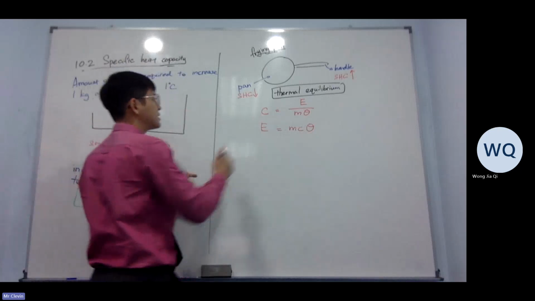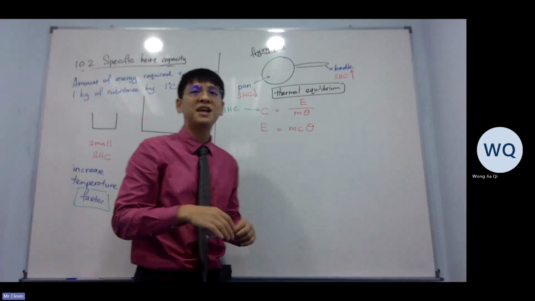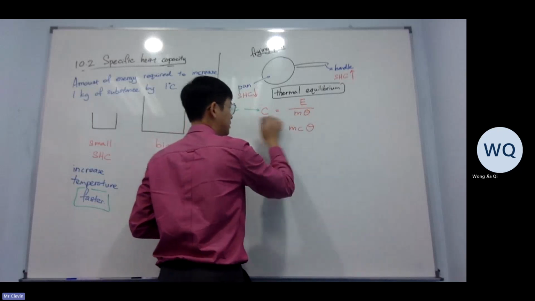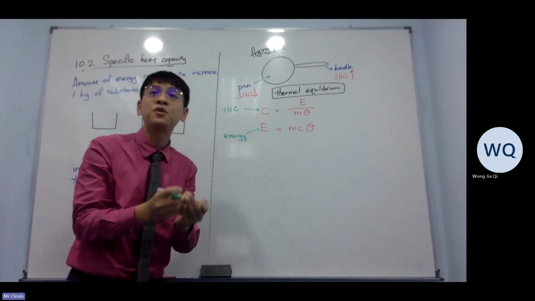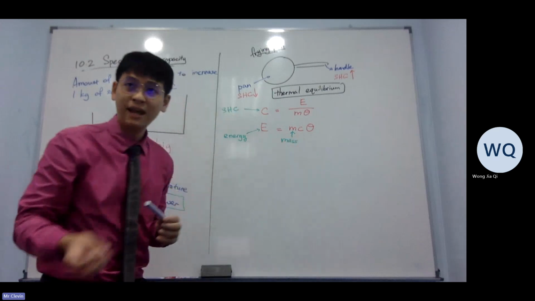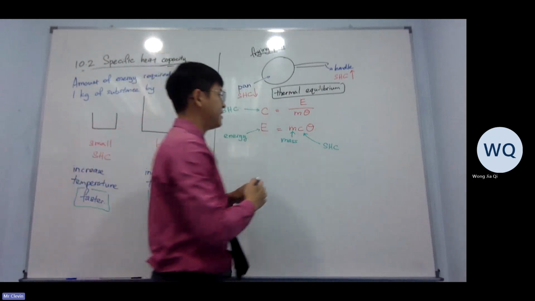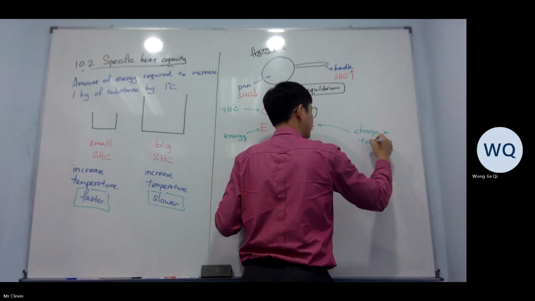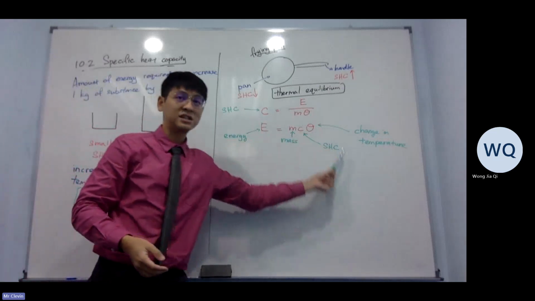Why? Because this c stands for specific heat capacity. If you want to find specific heat capacity, then you use E over mθ. What is the E, what is the m, what is the θ? The E stands for energy, meaning how much energy is needed to cook. The m stands for mass in kg. The c stands for specific heat capacity. And this θ we call the change in temperature. That is how we utilize this formula.